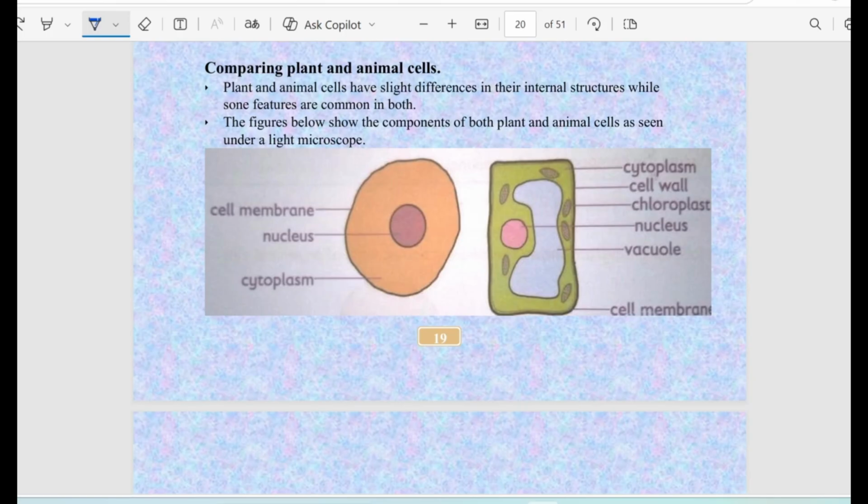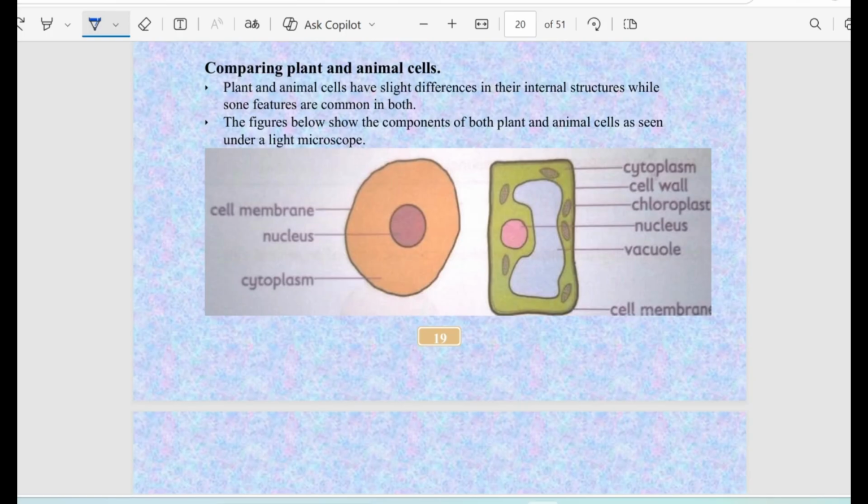If you are keen enough and you look at the first diagram of the animal cell, there is no cell wall. But when it comes to the plant cell, there is a cell wall. Also, you can see in the first diagram, there is no chloroplast. But in the plant cell, we have the chloroplast.